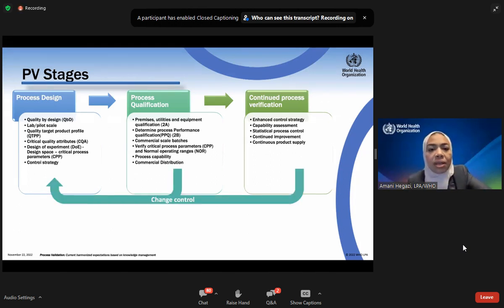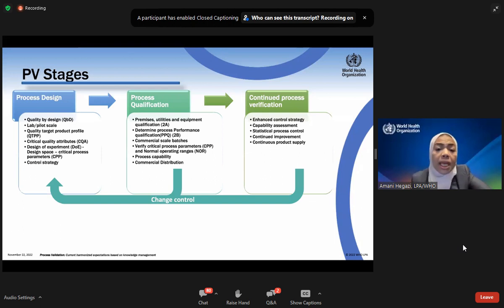It's worth mentioning that it is not a one-way process. After we reach continued process verification, we may go back to the process qualification or process design induced by changes. So, for example, during continued process verification, we may see abnormal trends. So we need to go to the process design to change the design space, to change critical process parameter operating ranges, or we may go to the process qualification.